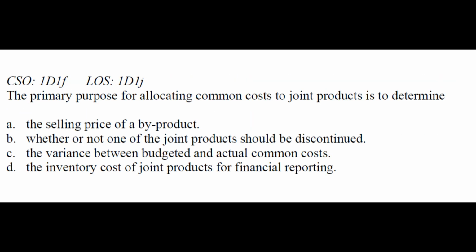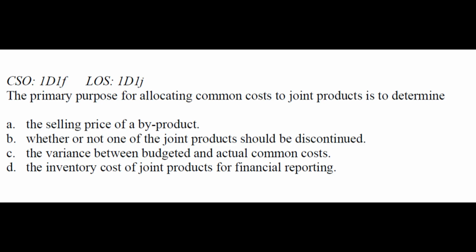This question tests the concept of joint cost allocation and common costs, specifically the purpose of allocating joint, common, costs to joint products. Key ideas. Joint products are two or more products produced simultaneously from a common process and cannot be separately identified until the split-off point. Common, joint, costs are incurred before the split-off point and are not directly traceable to individual products.